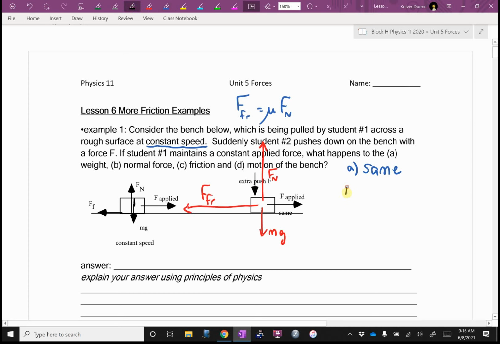What happened to the normal force when Marley sat on the bench? Okay, you can write the normal force increased. You know what? I'm going to write Fn increased. My abbreviation for increased is an arrow pointing up. Why did friction increase? Friction increased because the normal force increased.